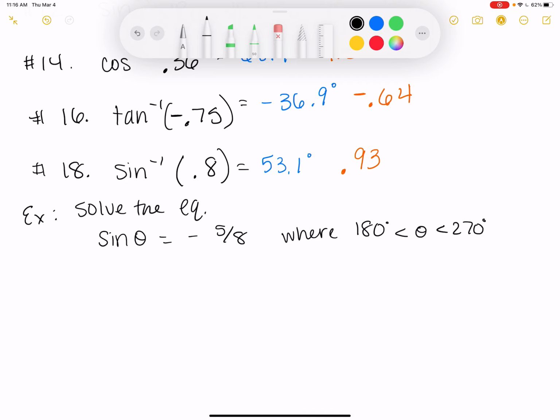Miss Earhart, I have a question. Now I might be wrong, but because it says sine, that's obviously what you're solving for, correct? Brooke is wrong. We're solving for theta. And theta has to be between 180 degrees and 270 degrees.